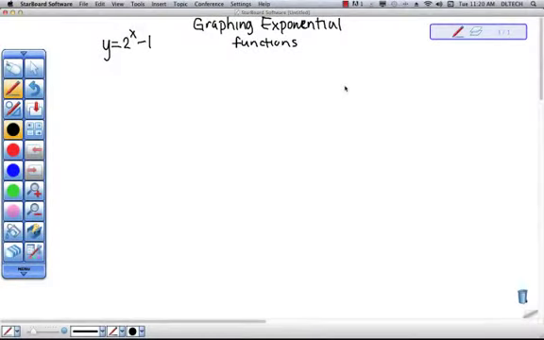Today I'm going to demonstrate how to graph exponential and logarithmic functions, starting with graphing y equals 2^x minus 1. The first thing we're going to do is find our HA, which is our horizontal asymptote.